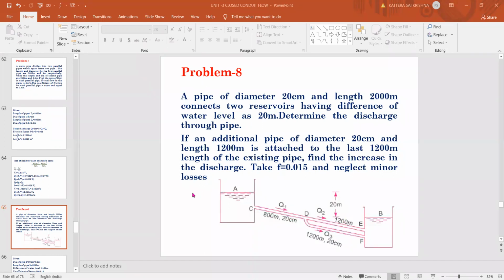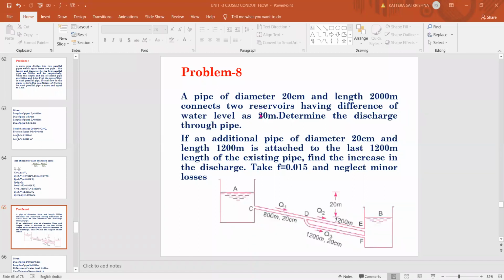A pipe of diameter 20 centimeter and length 2000 meter connects two reservoirs having a difference of water level of 20 meter. Determine the discharge through the pipe. So first, he's telling that it is a single pipe, not a branched pipe like this. He's telling that a 20 centimeter pipe with 2000 meter length is connected as a single pipe.